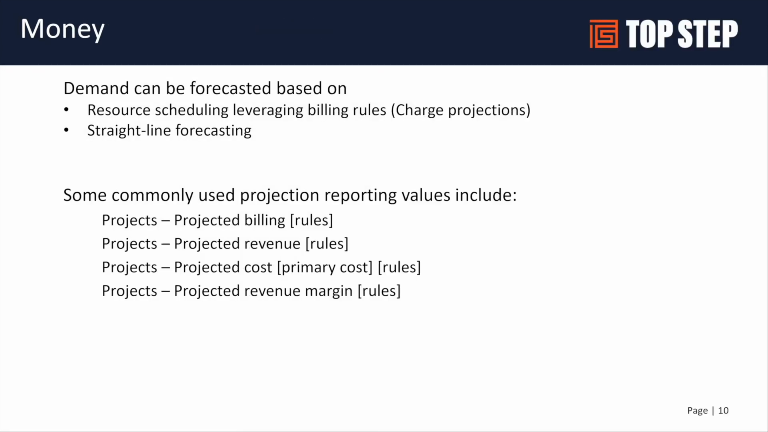Demand by money is also very common, and this is where we get into not just the scheduling component, but also leveraging billing rules and charge projections. There's also an option for straight line forecasting, which we'll talk about when the best case to use that. But the common reporting values here are projected billing, projected revenue, you can get projected costs, projected margin. These are all common out of the box values in OpenAir reporting.